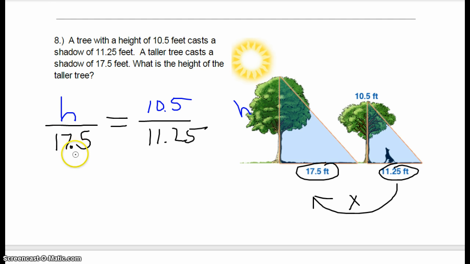If you chose to do the ratio of shadow to height, that's fine, as long as you do a ratio of shadow to height on the other side of your equal sign. So now I'm solving this. I'm taking 17.5, multiplying by 10.5, and then dividing by 11.25. And my solution is h equals 16.3 repeating, so 16 and a third feet, including labels here.